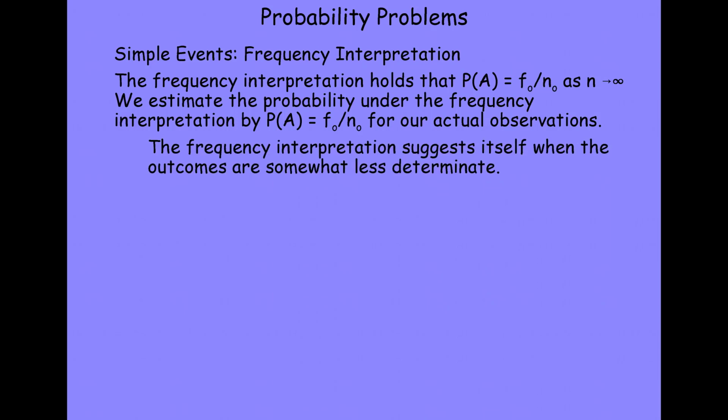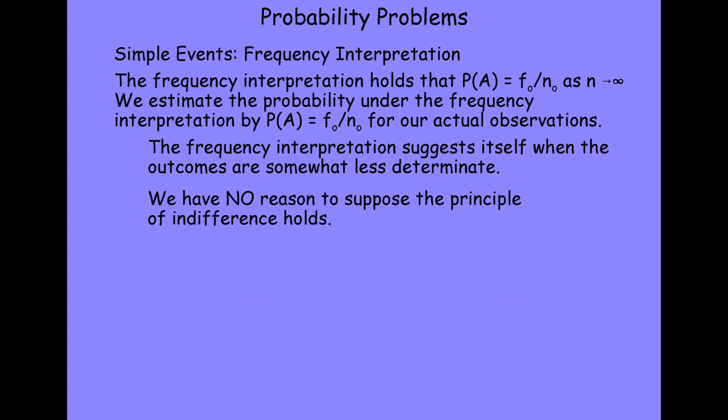When do we want to use the frequency interpretation? Well, the frequency interpretation suggests itself when the outcomes are somewhat less than determinate. So we may not know all the different possible outcomes in the world. We have no reason to suppose that the principle of indifference holds. This is particularly important. So we may know a number of different possible outcomes, but we have no reason to suppose that they're equal in number. And finally, we have some observations which we can use to base an estimate of the probability using the frequency interpretation.